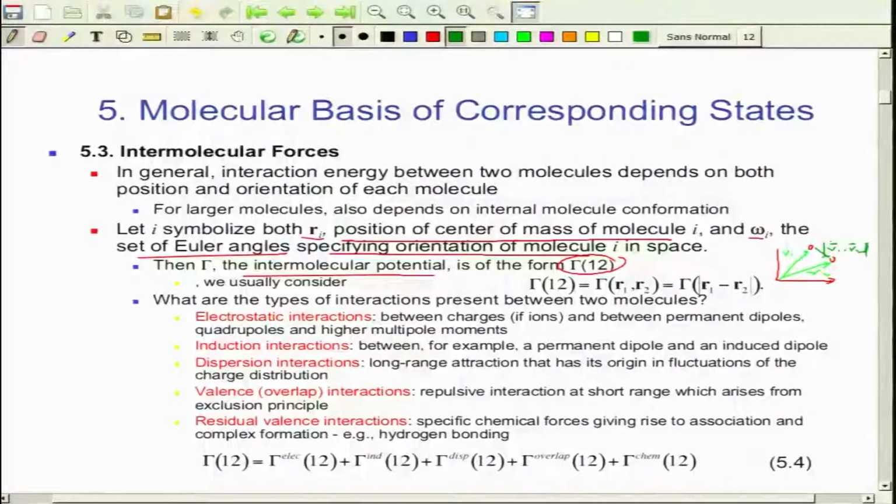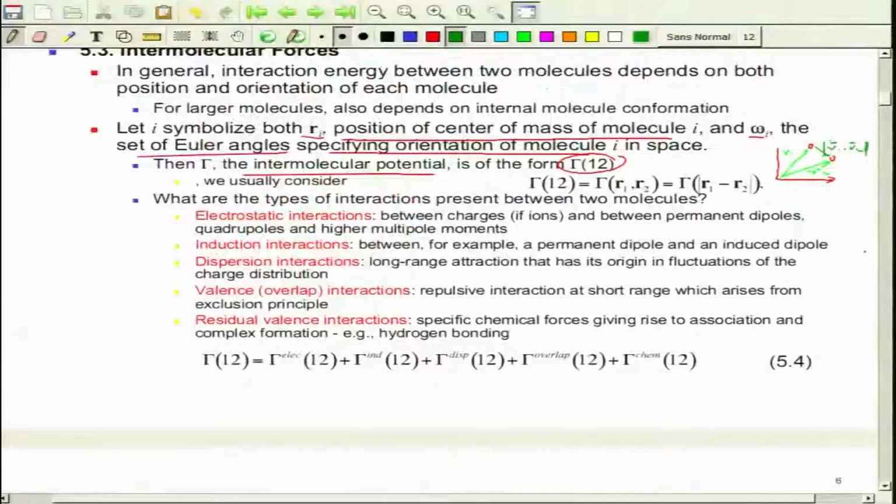Now what are the different types of interaction between two molecules? Let me first summarize that. The first is electrostatic interactions, which arise mainly because the particles or molecules have charges. If you have charges or ions, and if there is a permanent dipole, quadrupole and higher multipole, then it will lead to electrostatic interactions. In addition to electrostatic interaction, you will have induction interactions.